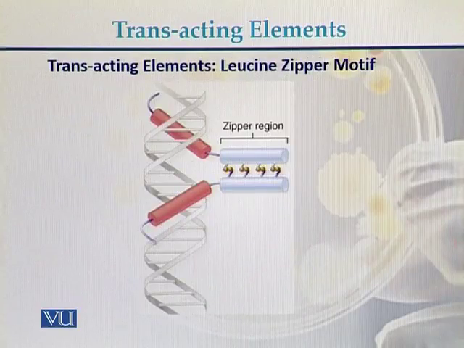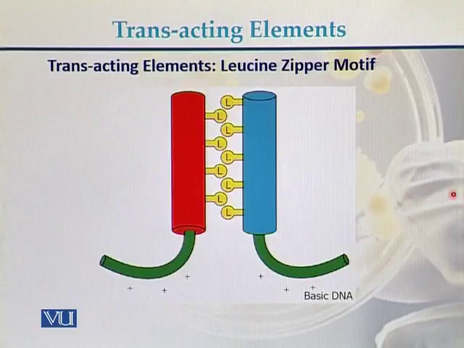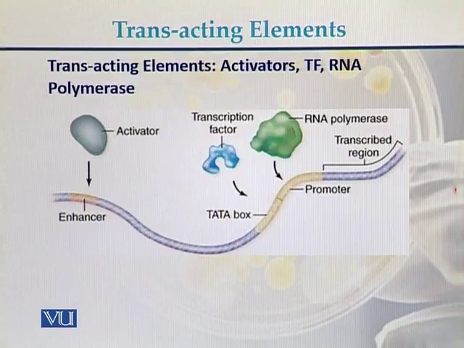Another type of trans-acting element is the leucine zipper motif. So this is the structure of the leucine zipper motif. Here we can see the zipper region of this trans-acting element. Here is the leucine zipper motif from another view. So that is also an example of trans-acting elements that bind with the cis-acting elements.